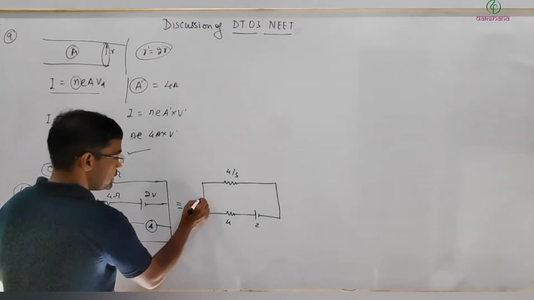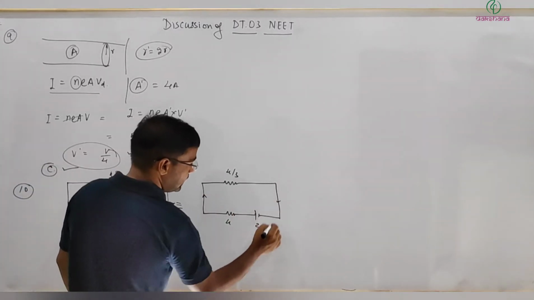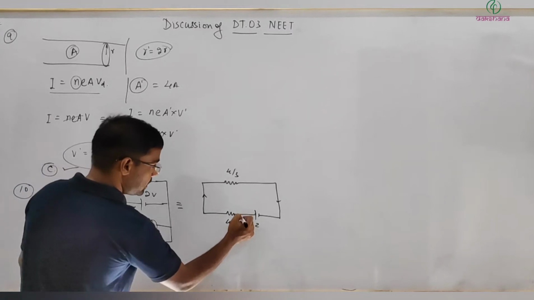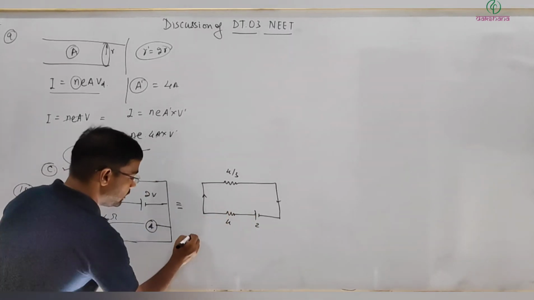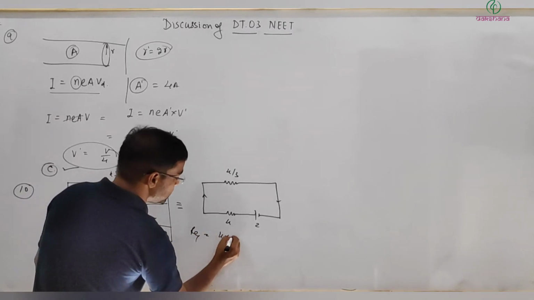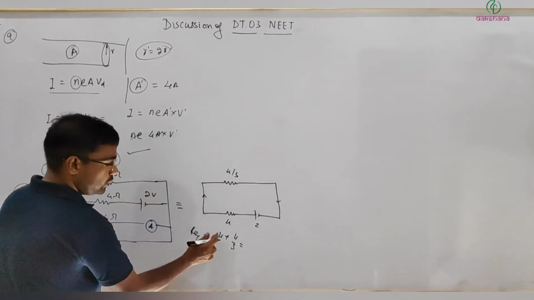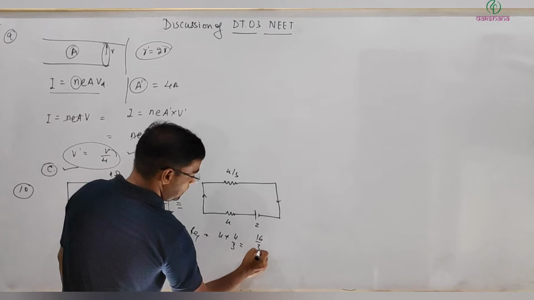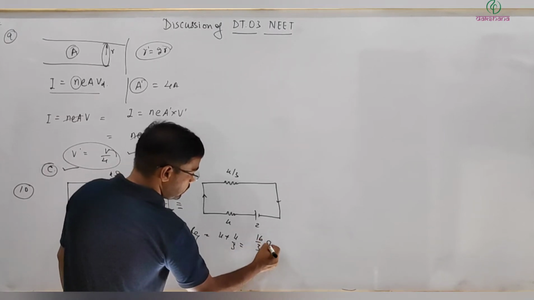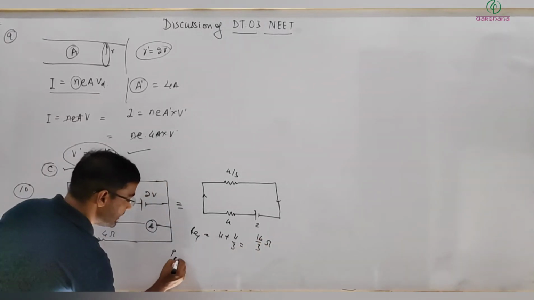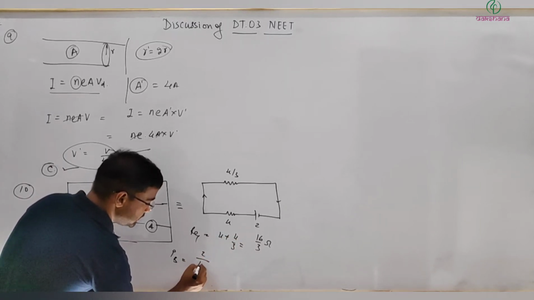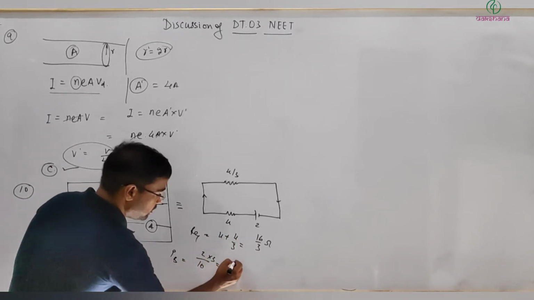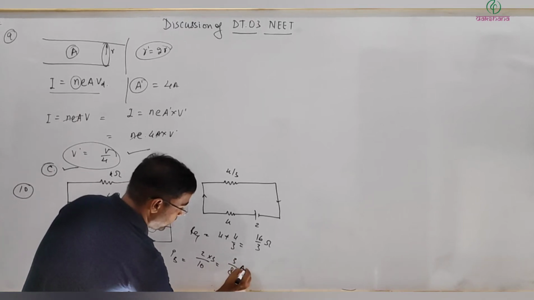So now this is the simple current flowing this way. Now I can write the current through the battery, it will be equal to what? R equivalent is equal to how much? 4 plus 4 by 3, and that is equal to 16 by 3 ohm. So I through the battery will be V by R, and that comes out to be 2 divided by 16 multiplied by 3, and this is coming out to be 3 by 8 ampere.